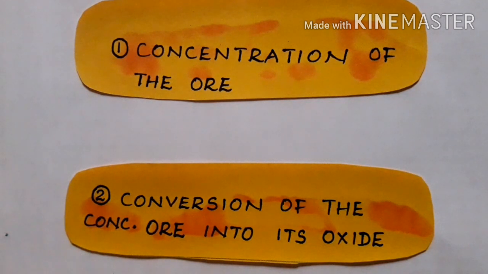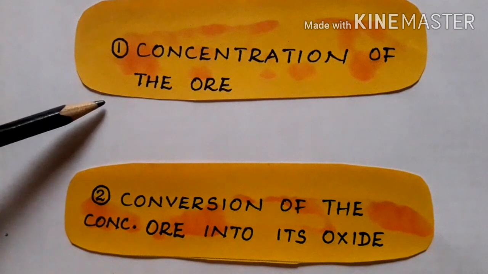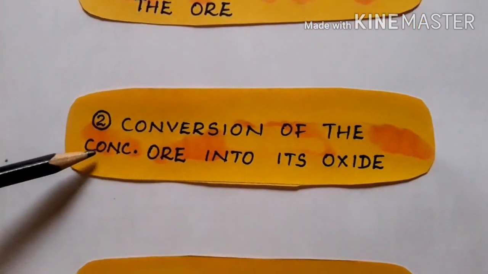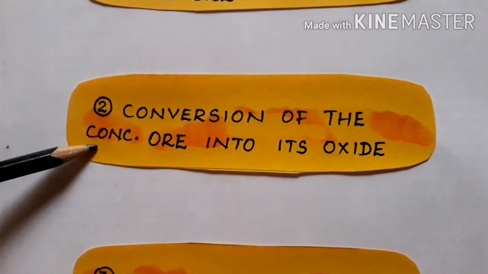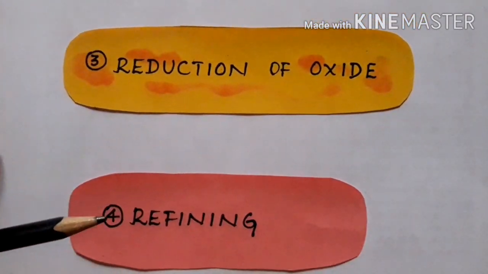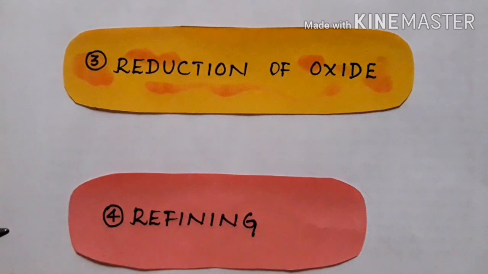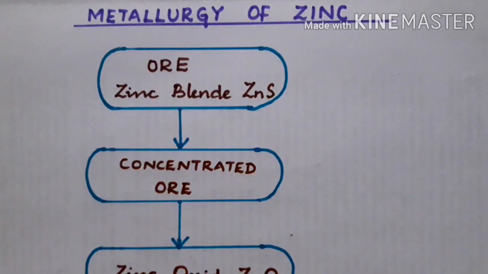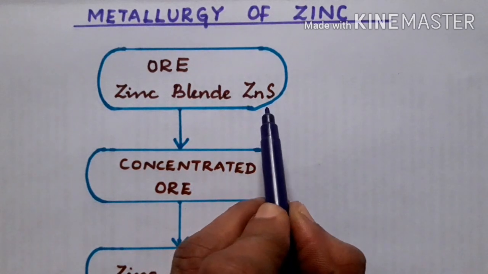Different metallurgical operations are concentration of the ore, conversion of the concentrated ore into its oxide, reduction of the ore, and finally refining. Today's discussion is about metallurgy of zinc. The ore of zinc is zinc blende with the formula ZnS.